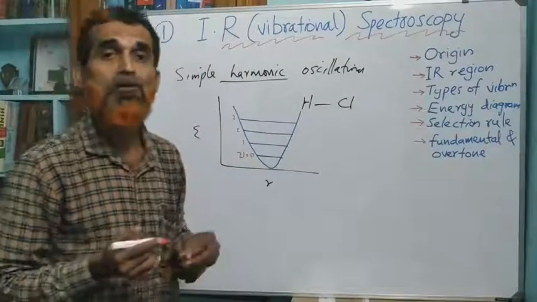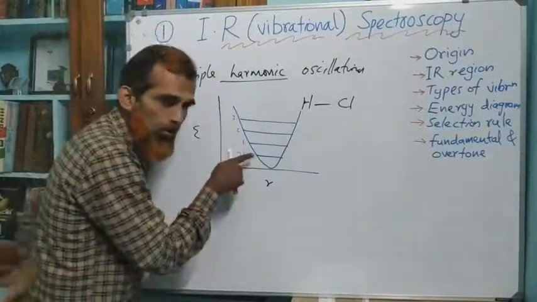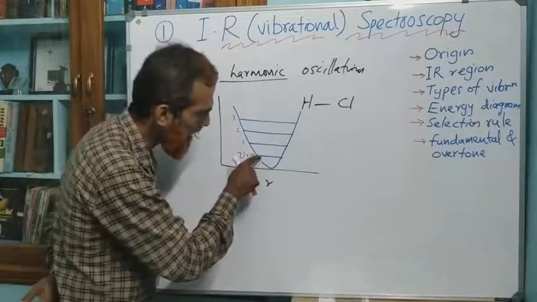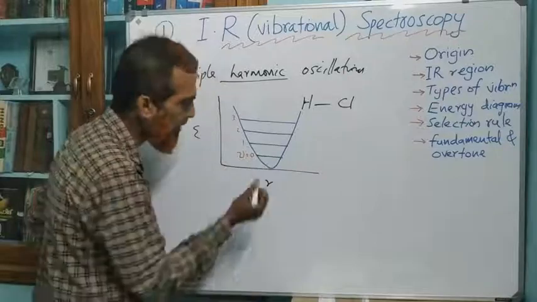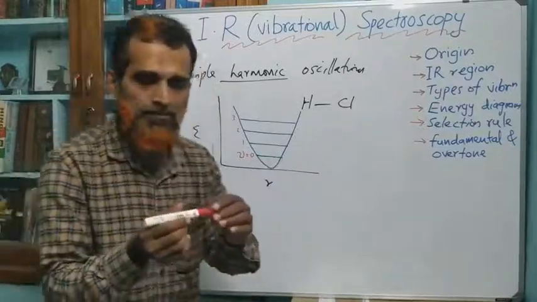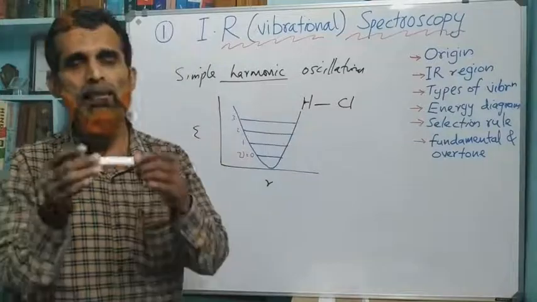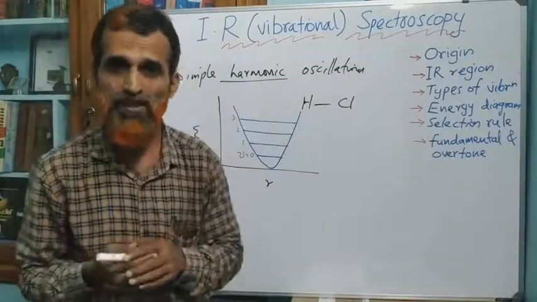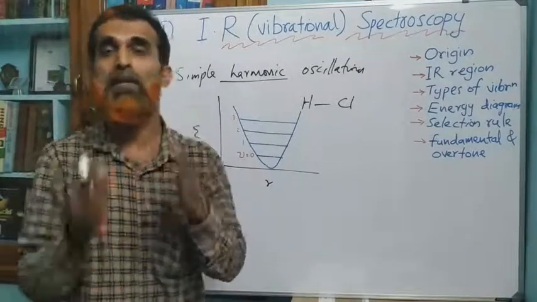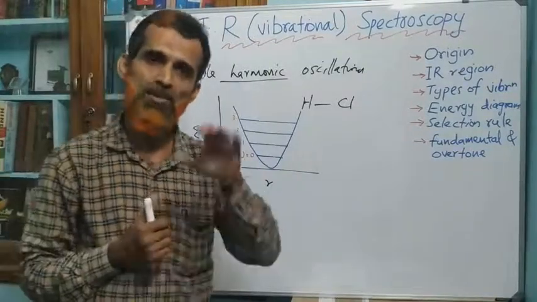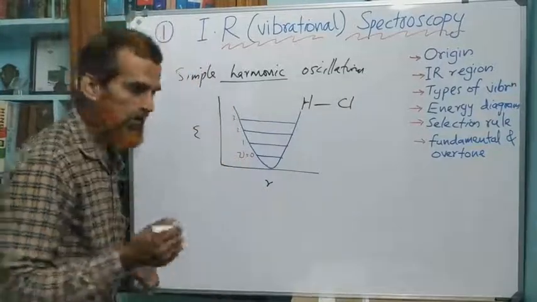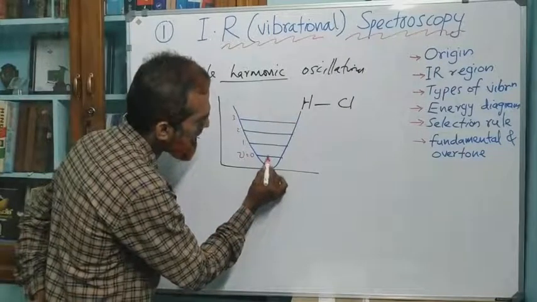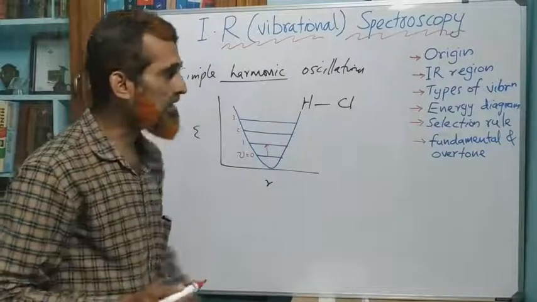There's an interesting point to be noted here. The ground vibration energy of a molecule is not 0. It has a specific definite value. This is called zero point energy. What does it mean? I've told you earlier in the previous class. The vibration of a molecule cannot be stopped altogether. It will have a little bit of vibration even at the lowest temperature. So there will be a minimum vibration energy called zero point energy. From this, the molecule can get excited into this level only. That is the selection rule.